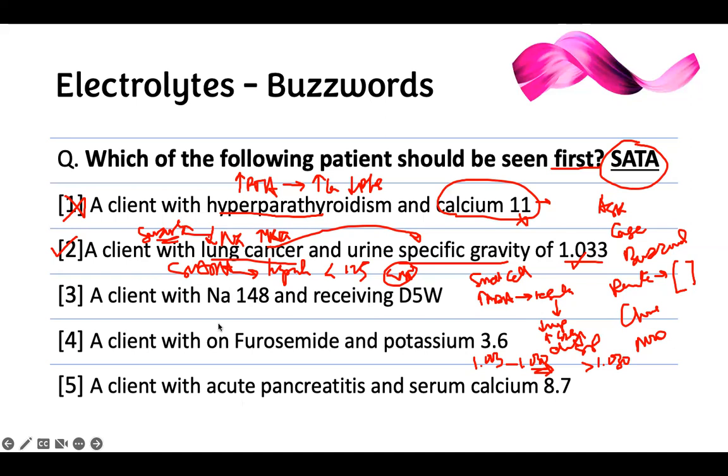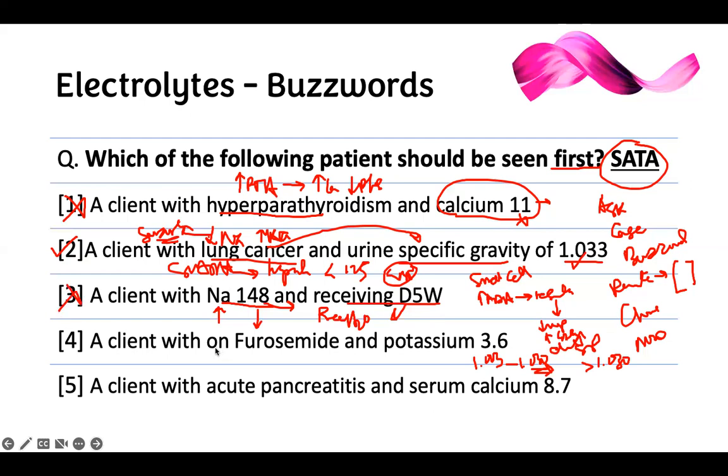A client with sodium of 148 and receiving D5W. What is sodium? It's too high, right? And what is the treatment of hypernatremia? Free water. You give them free water, you let them drink it, or give them D5W to dilute it, to bring it down. They're not telling me I'm diluting it too fast. The other problem with this is you've got to bring the sodium down slowly. So they're not telling me anything. So this patient is fine. He's getting treated for his problem. I'm not worried about him.